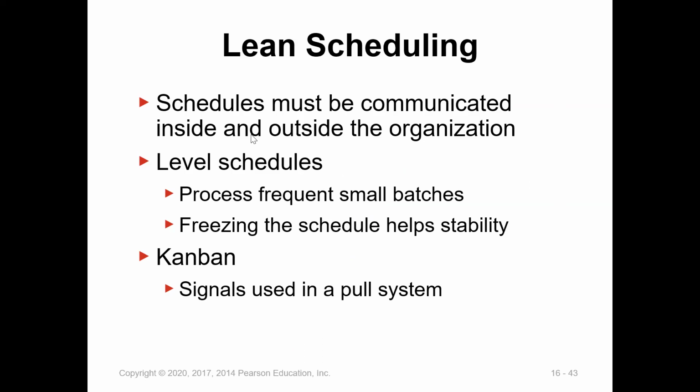There should be a schedule. The schedule must be communicated inside and outside the organization. Kanban signals are used in a pull system. We said we are using a pull system.